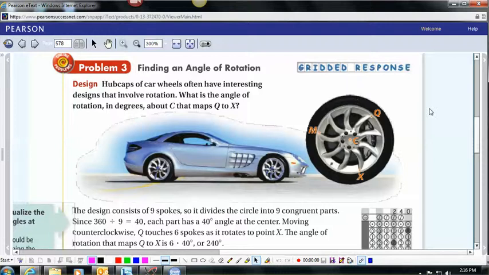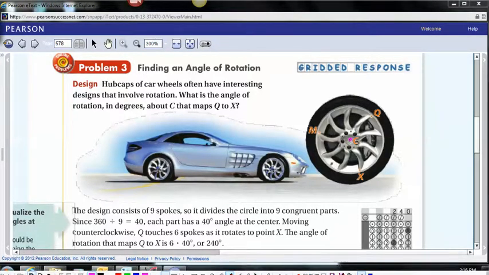Alright, now you got a different shape, don't you? Here's your center of rotation, C. What is the angle of rotation in degrees about C that maps Q to X? So you're going Q to X. Alright, so now you got a different shape that you're dealing with, don't you? It's a triangle. So what is each rotation now? 360 divided by 3, which is 120.